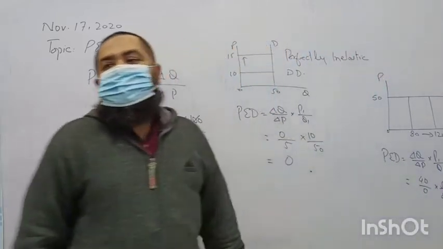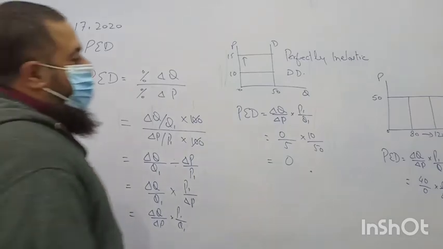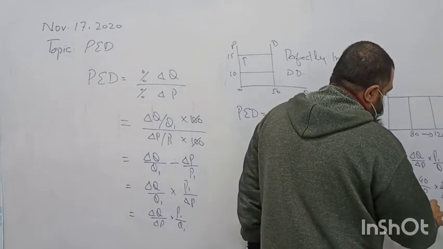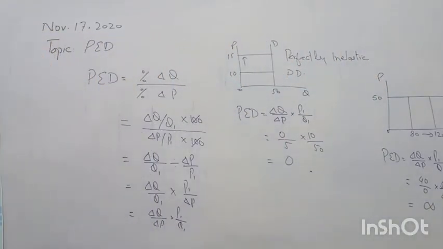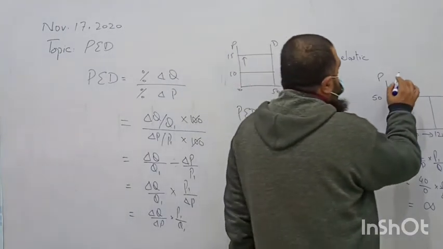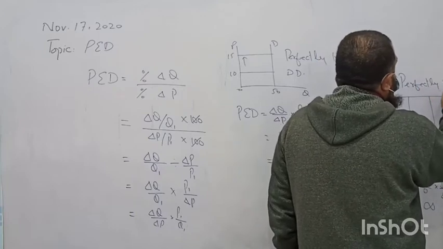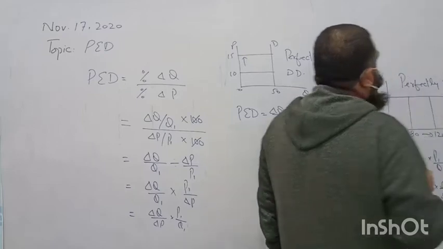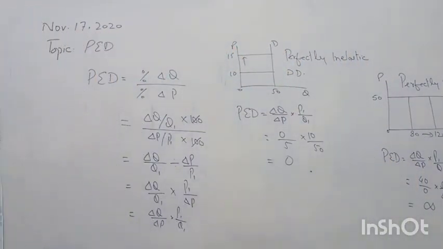What will be the answer now? Infinite. Anything divided by 0. Can we divide anything by 0? No. Undefined. It is perfectly elastic demand. What do you mean by perfectly elastic demand? Perfectly elastic demand means that at this going price of the product, there is infinite demand for the product.